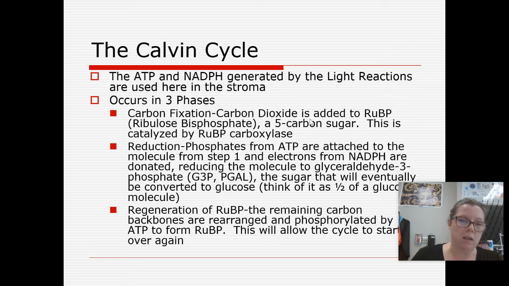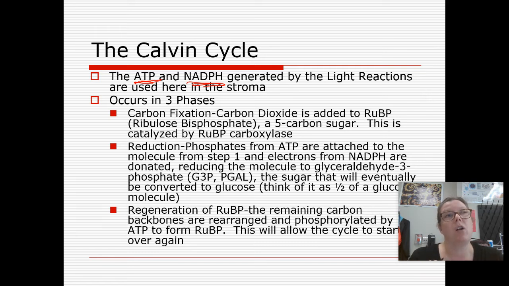Now, the first part of photosynthesis was about generating energy, right? Generating chemical energy. And we got a couple things that we needed from that. We got ATP and we got NADPH, and now we're going to use those things to create sugar, right? And this is a cycle.